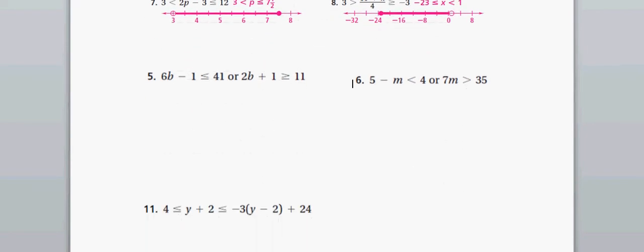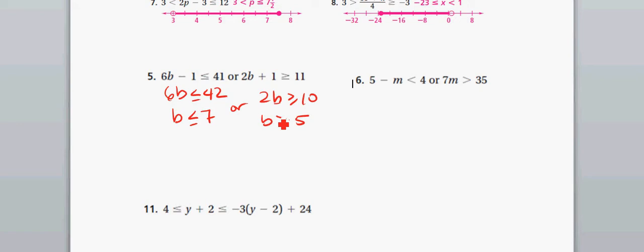In number 5, we go ahead and solve each inequality separately. So we're going to add 1 to both sides, and we get 6b is less than or equal to 42. We divide by 6, and we get b is less than or equal to 7. Or, in the other case, we're going to add 1, and we get 2b is greater than or equal to, we're going to subtract 1 and get 10. And then we're going to divide by 2, and we get b is greater than or equal to 5. This seems like it's a fine inequality.